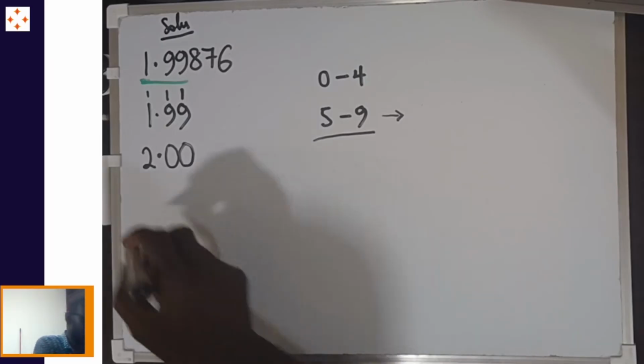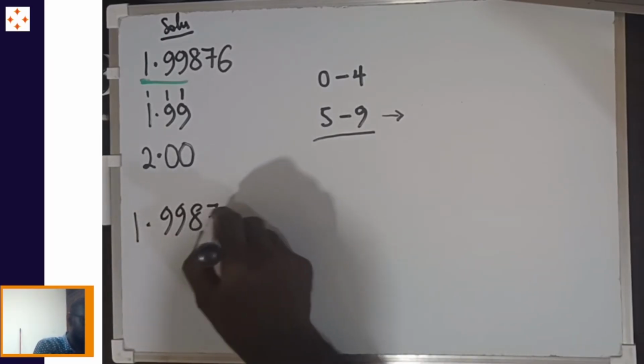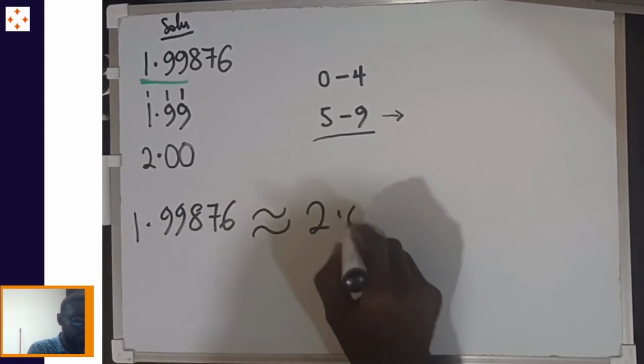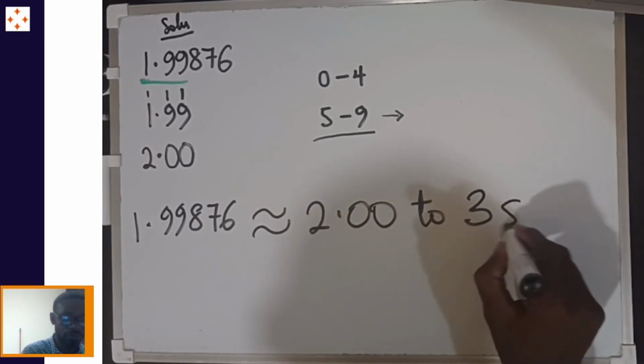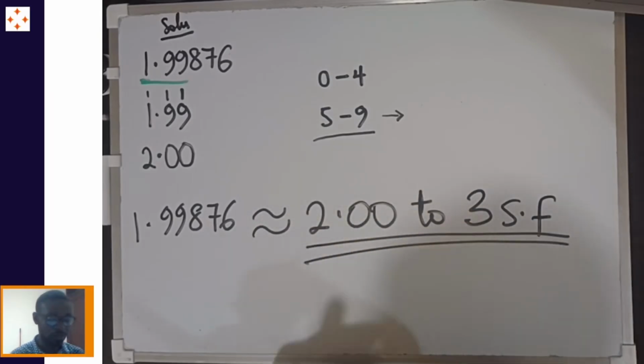So it means that 1.99876 is approximately 2.00, and this is 3 significant figures. So this becomes your answer.